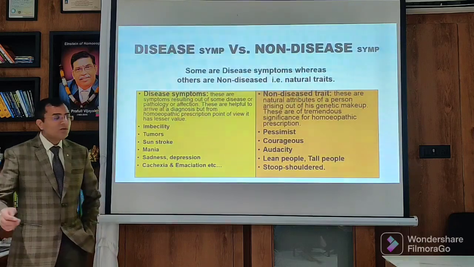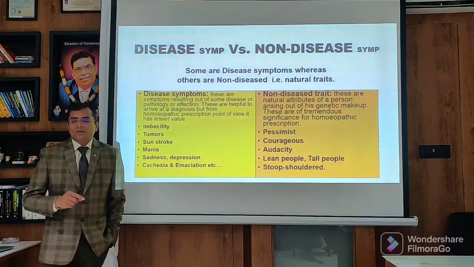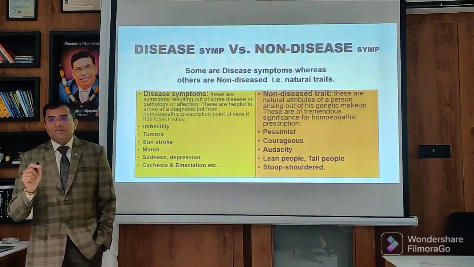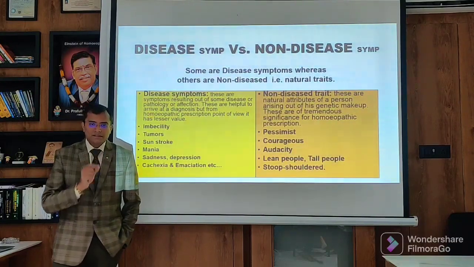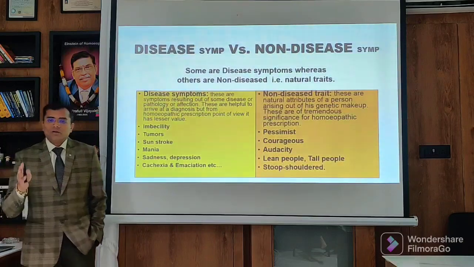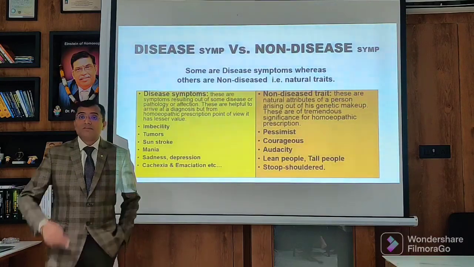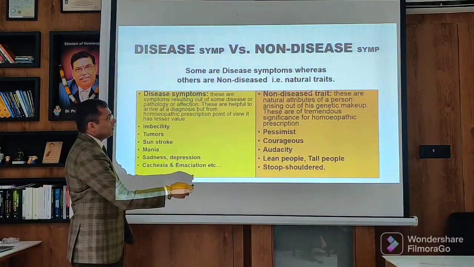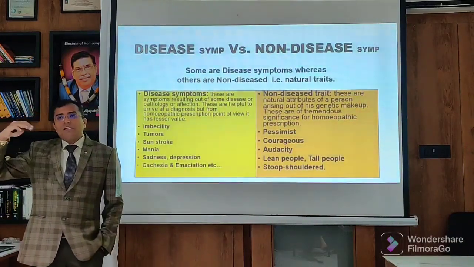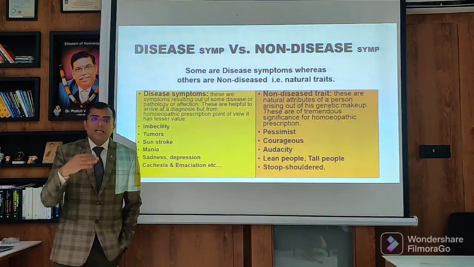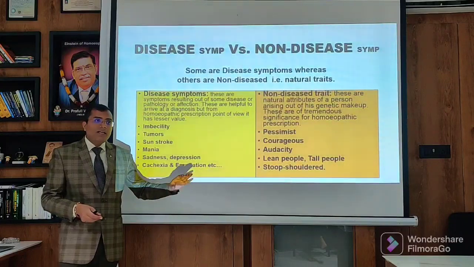Okay. Now we have to understand a very important aspect in the whole history, because this is very important to understand the disposition of the patient, which is genetic in nature. So there are disease symptoms and there are non-disease symptoms. Some symptoms represent disease, whereas some symptoms represent non-disease, which we call a natural trait. Natural trait means what? They have adapted or engrafted from the ancestors into their genes, and that is the expression. So that is natural by birth, and it is non-disease.